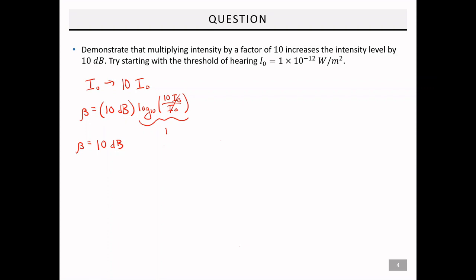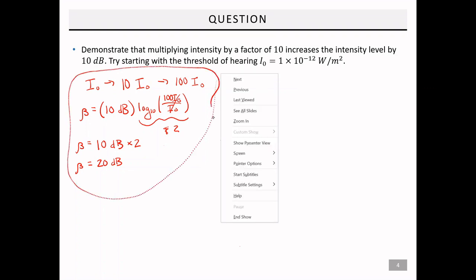Your next step would be to check 10 times that. So 10 times 10 I0 would give you 100 I0. And if you go through the steps, you'll end up with log base 10 of 100. Here you're going to get 2 instead of 1, and then you'll have 2 times 10 decibels is 20 decibels. And you can keep going on. Every time you multiply I by 10, you'll be adding 10 to beta. This, of course, is a few examples of how to do it, but as you can imagine, I would like to keep this mathematical. So let me show you a more mathematical proof of this.